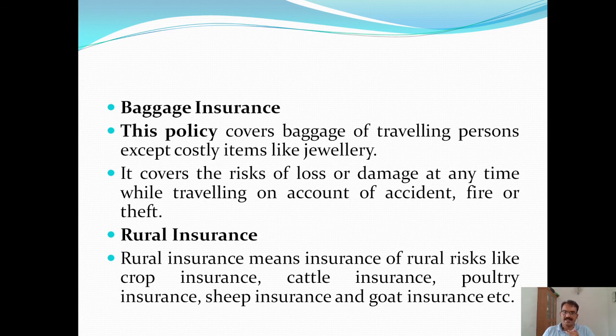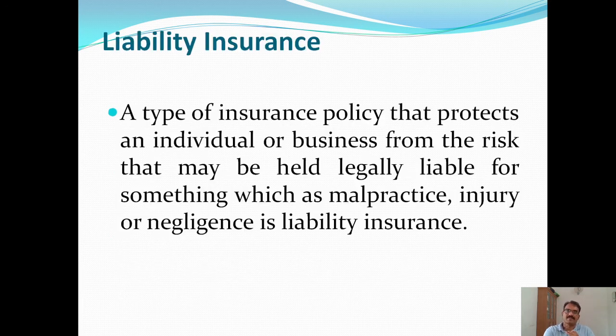Rural insurance. Rural insurance means insurance of rural risks like crop insurance, cattle insurance, poultry insurance, sheep insurance, goat insurance, etc. The next one, liability insurance. A type of insurance policy that protects an individual or business from the risk that may be held legally liable for something which has malpractice, injury or negligence is liability insurance.